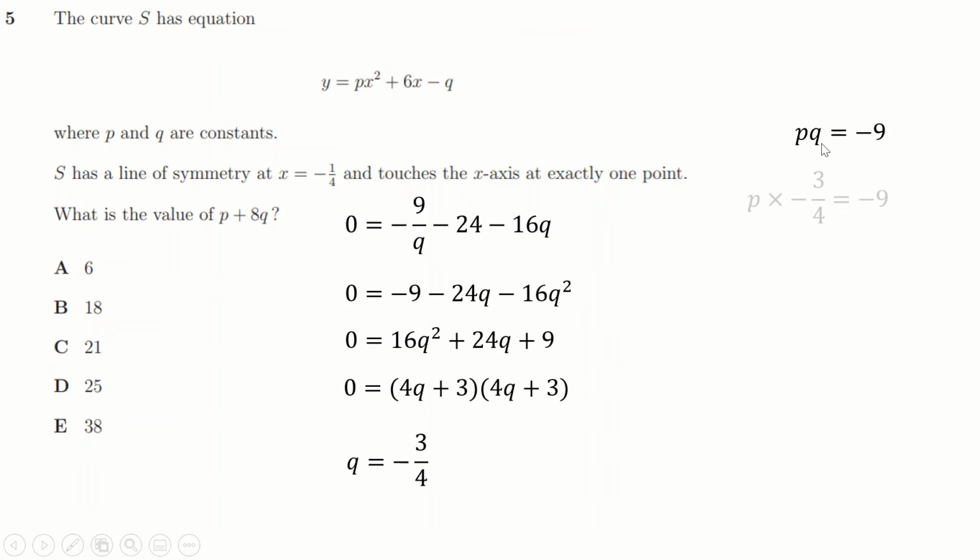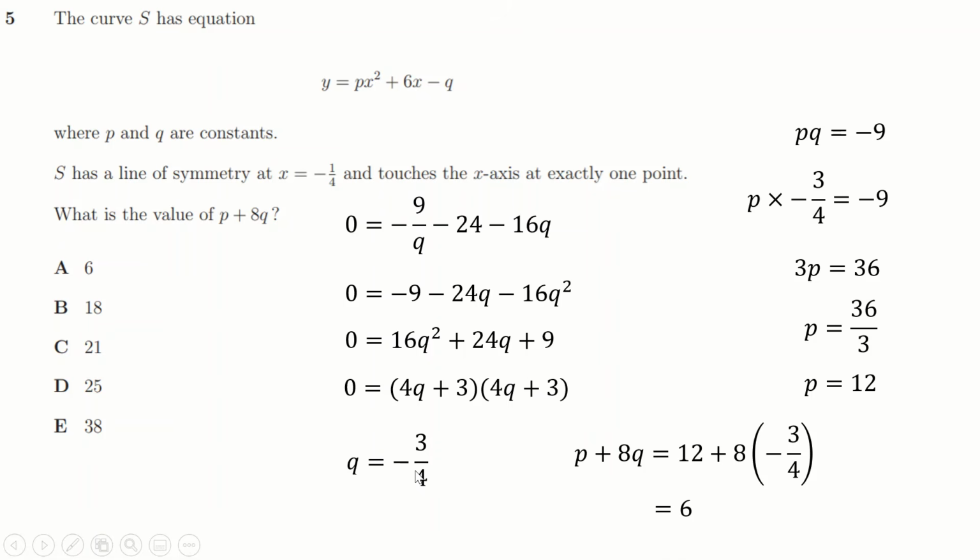Then I go back into here and I solve for p, just timesing by 4 there, cancelling the negatives, divide by 3, which makes 12, and then the question is p plus 8 lots of q, so it's 12 plus 8 lots of that, which is just 6, and I get my answer.